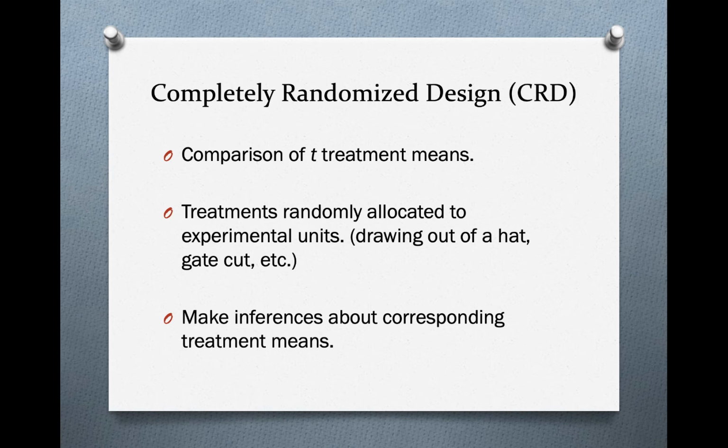And so when we go to determine or analyze a data set that has been set up to use a completely randomized design, T becomes the treatment. So T is going to signify the treatment means. And so one of our first steps is to solve for T with the data set. So with a completely randomized design, the treatments are randomly allocated to experimental units. So that can happen by drawing out of a hat, by doing a gate cut if we are dealing with animals, by using ping pong balls, or by using the randomization tool in Excel. And so with a completely randomized design, it is our goal to make inferences about corresponding treatment means.